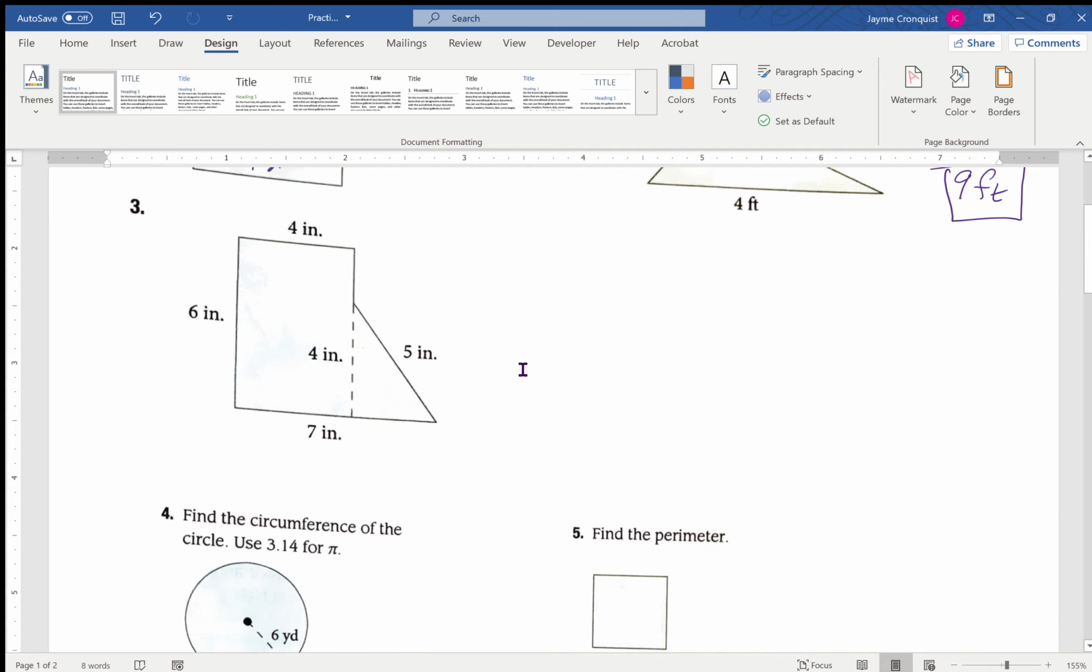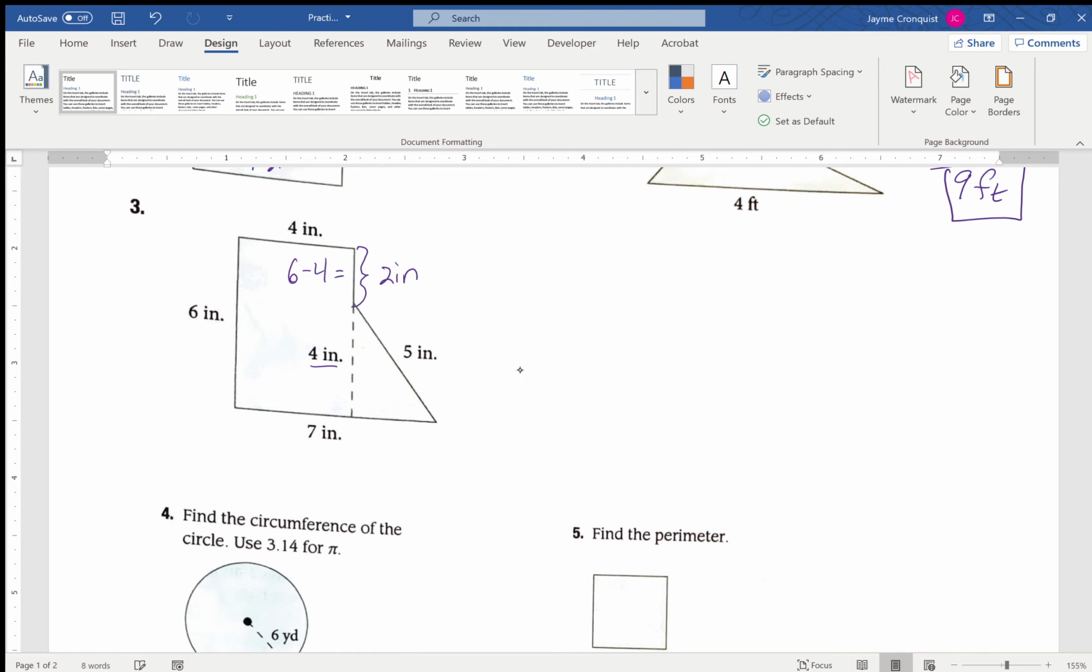Number 3. All right, we've got kind of a strange little bit here. Interesting. Perimeter. Okay, so what we need to know is we have to find this bit. That's going to be the 6 inches minus this 4 inches. So that makes 2 inches. Okay, so that distance is 2 inches.